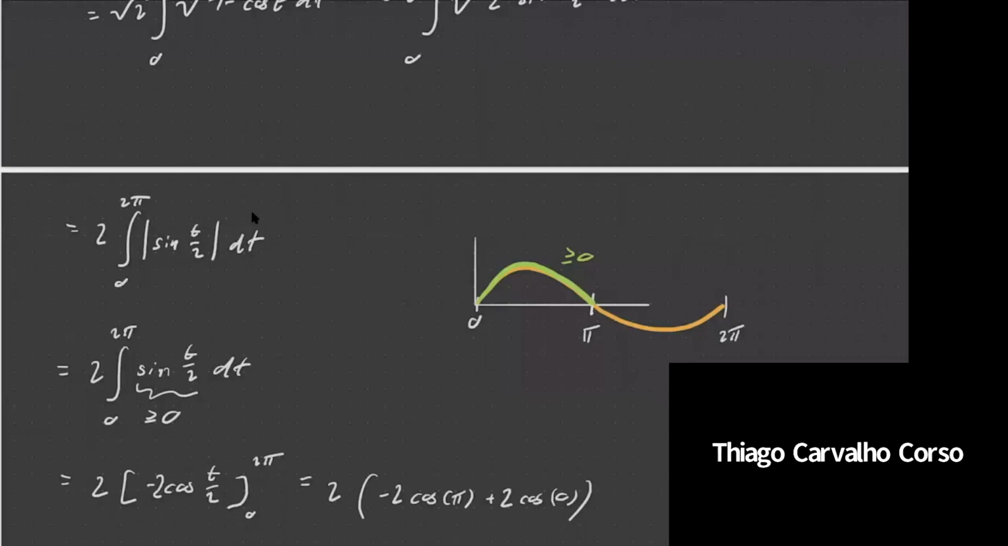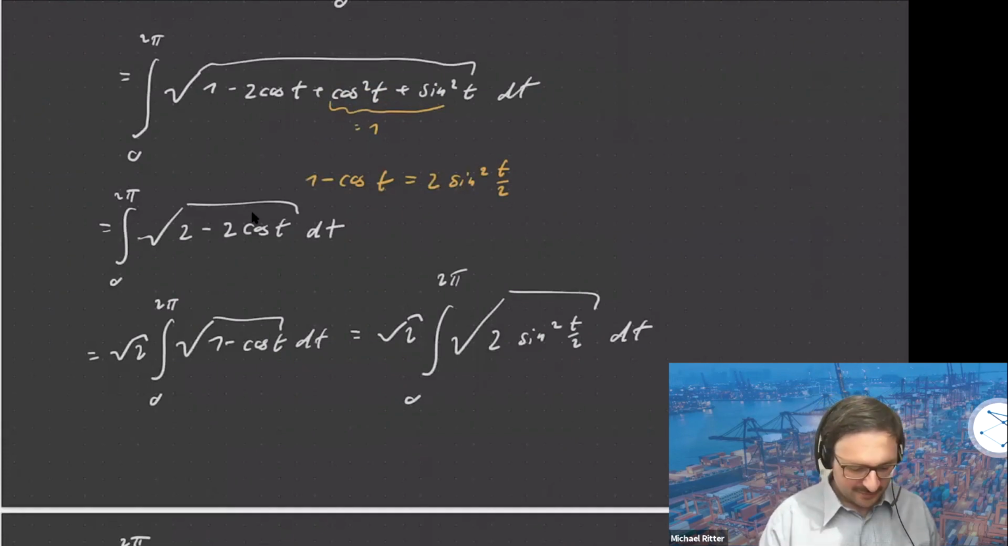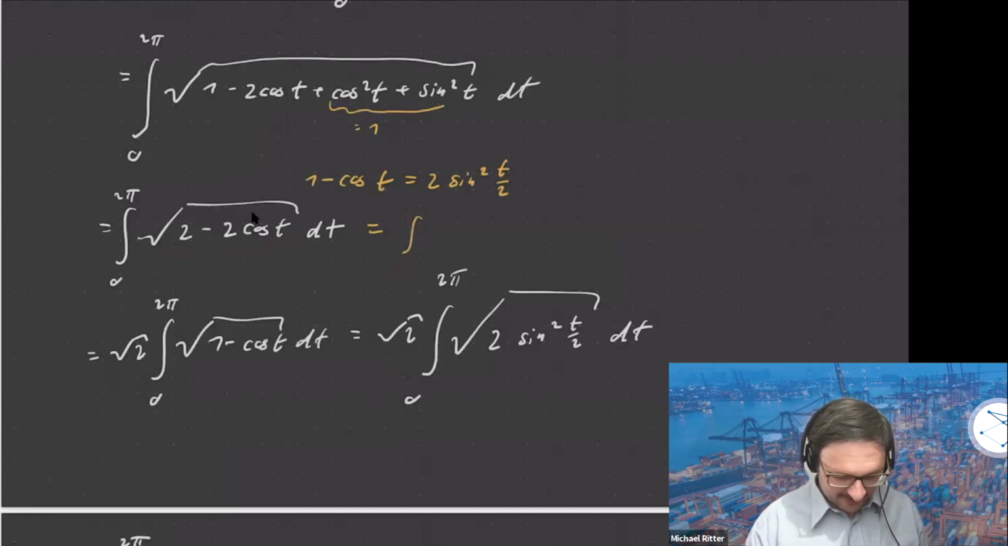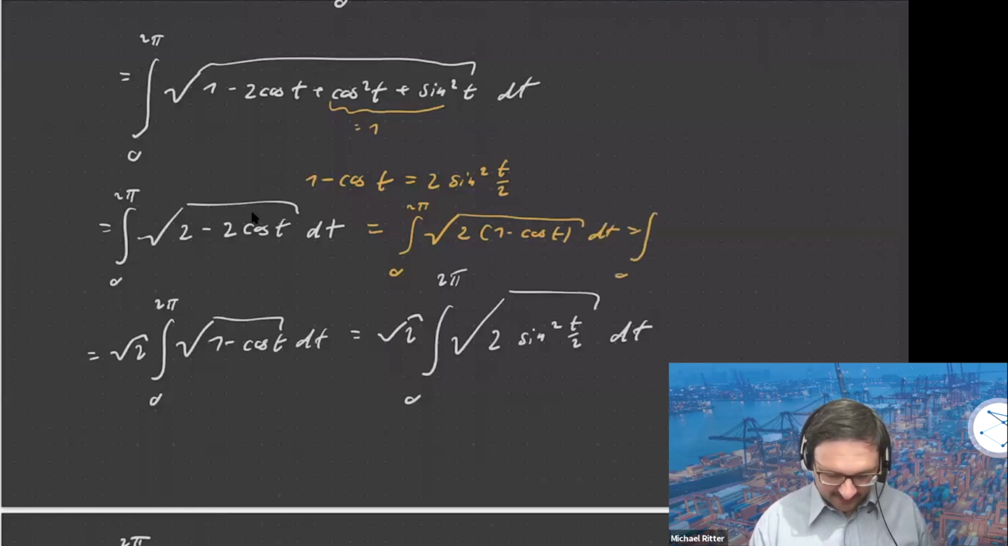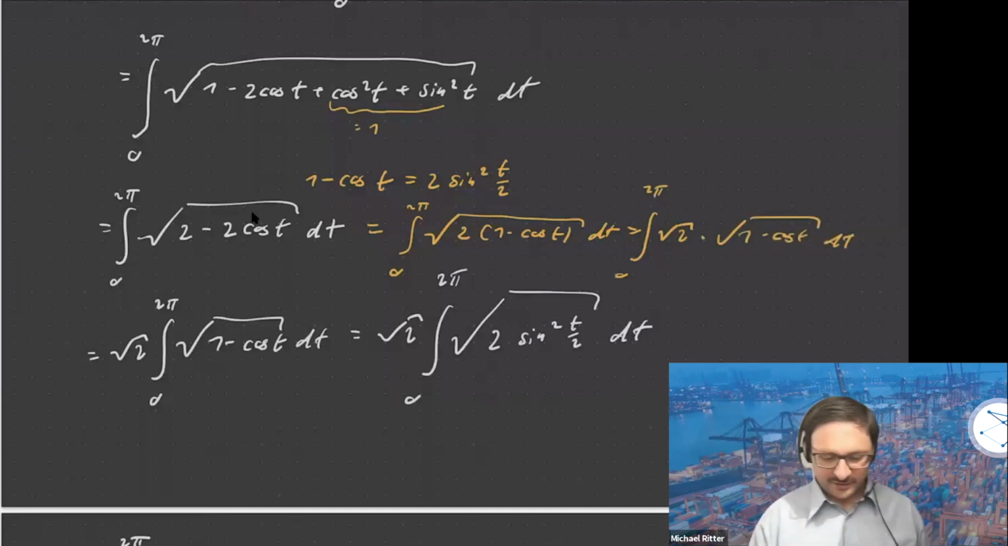Yes, thank you. And the third question is, could you explain how you factored out the root of 2? How I factored out the root of 2? Well, basically I did this twice. So the first time here, this one. What I did here is I took this integral and then I wrote this as root of 2 times 1 minus cosine t dt. And that's the same thing as square root of 2 times square root of 1 minus cosine t dt, right? And then I just took the square root of 2 out.